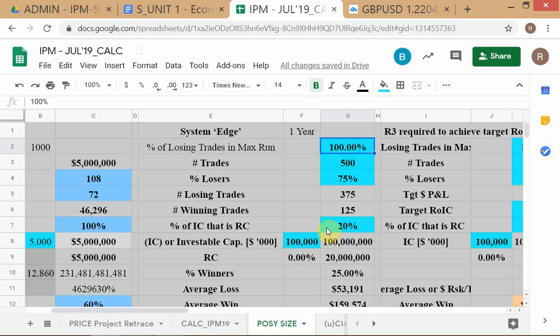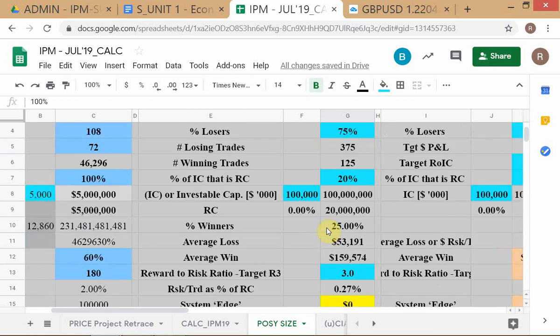Okay. So I've got $20 million of risk capital, and I'm projecting 375 losing trades in a row. I want to have one constant number as the dollar risk per trade. How much am I going to risk on each trade? So I've got 375 plus I want to have money left over for one more trade, right?